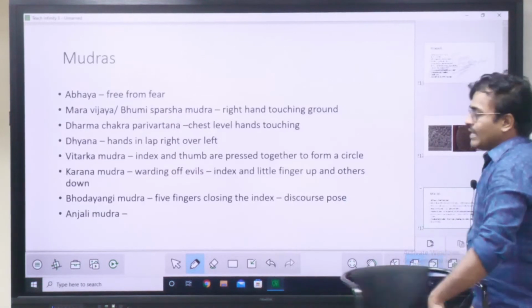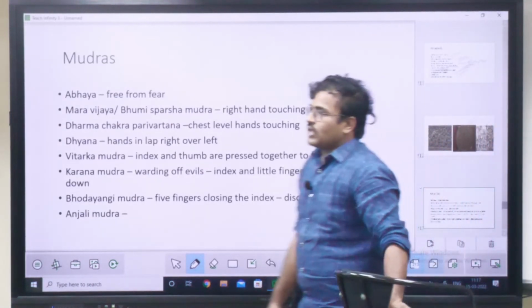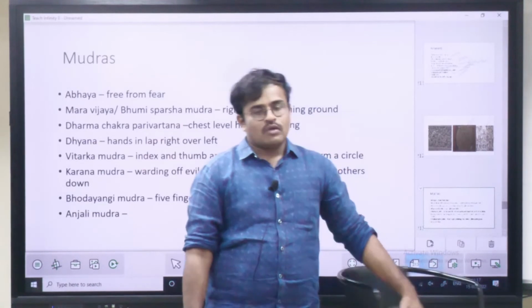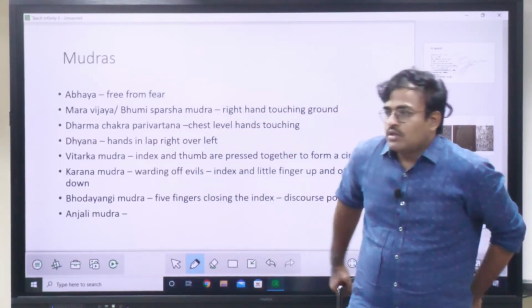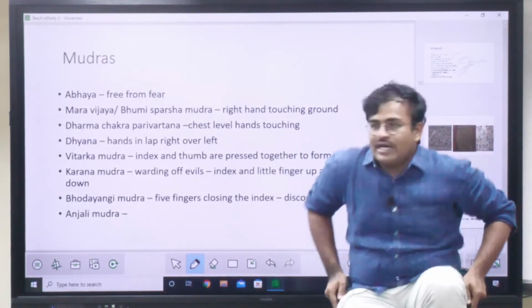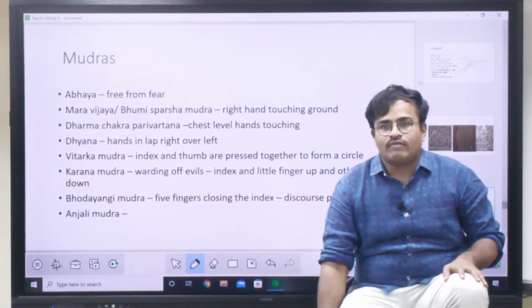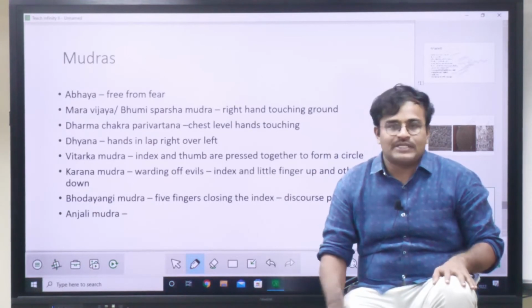Along with that, in most of these images, Buddha is shown in various mudras. These mudras are important. Are you clear about the Amaravati school? Vitality is one aspect. Realism, perspective, motion, all of these are various aspects of the Buddha's image.